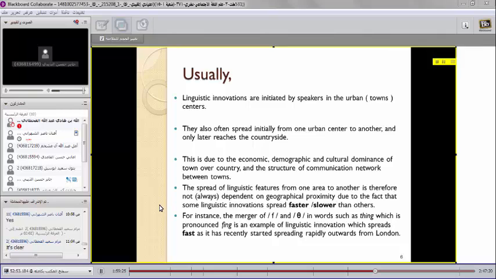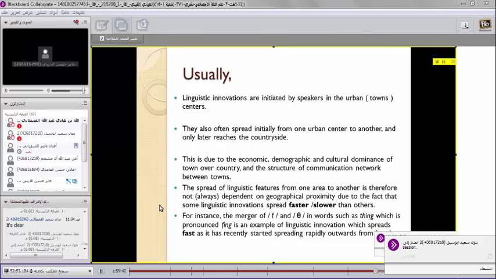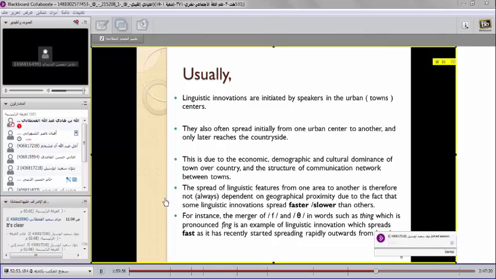And I totally agree with these facts, that the linguistic innovations come to the countryside after they have already been initiated and used in the towns. This is due to the economic, demographic, and cultural dominance of town over country, and the structure of communication network between towns. The spread of linguistic features from one area to another is therefore not always dependent on geographical proximity, due to the fact that some linguistic innovations spread faster or slower than others.